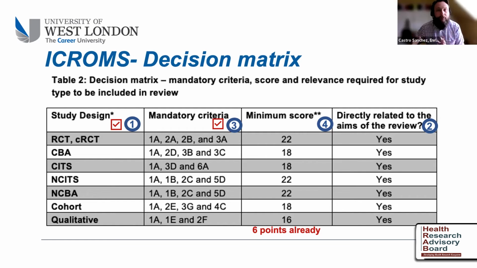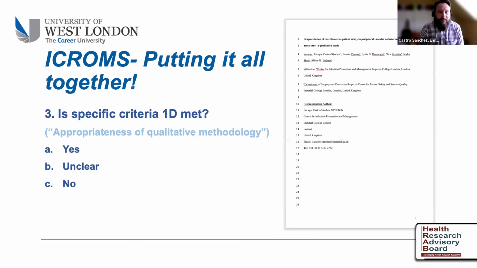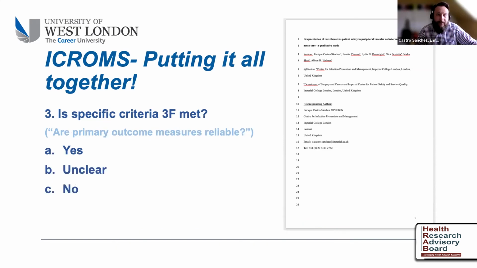Remember, if we were doing a review, like a literature review, as a peer reviewer, you will include or admit the study anyway. So let me give you some quick information about the other study-specific criteria. Not all the study designs will consider the same elements, but thinking about the qualitative studies, again, this is a specific criteria 1D. And if you have a look at the analysis section, the qualitative methodology is justified, so it will get a couple of points.